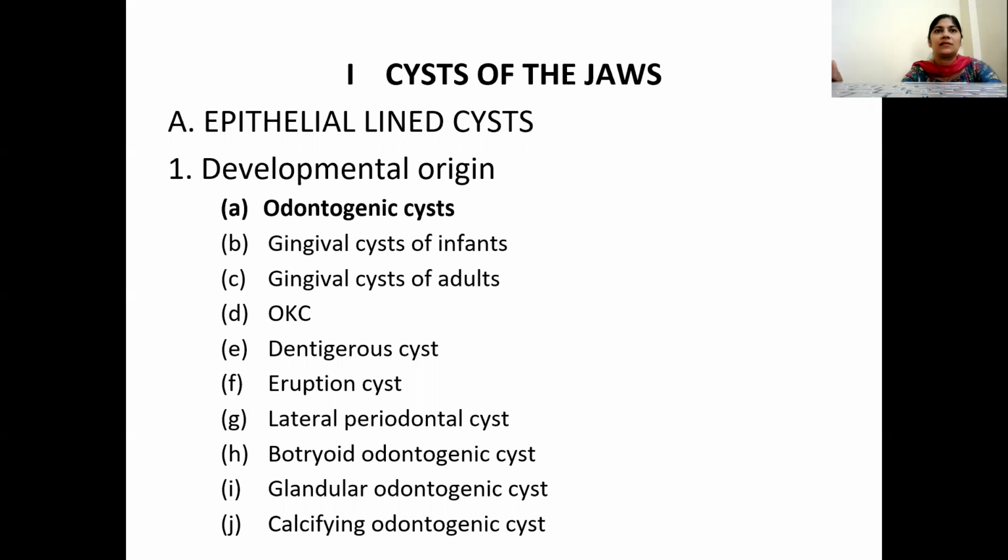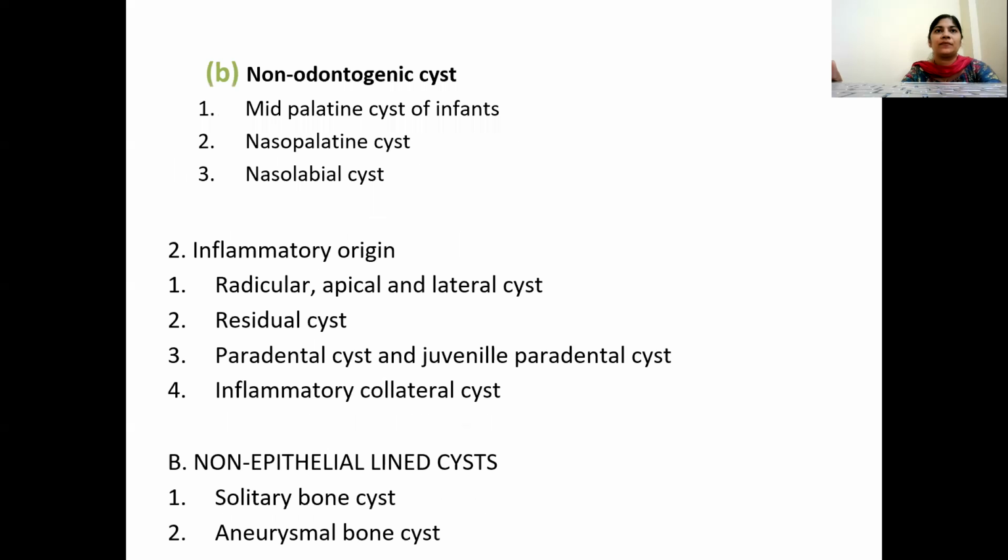Classification of cyst. Cysts of the jaws can be divided into epithelial lined cysts and non-epithelial lined cysts. The epithelial lined cysts can again be divided into developmental and inflammatory origin. The developmental origin is again classified as odontogenic and non-odontogenic. In odontogenic cysts, there are gingival cyst of infants, gingival cyst of adults, odontogenic keratocyst, dentigerous cyst, eruption cyst, lateral periodontal cyst, botryoid odontogenic cyst, glandular odontogenic cyst, and calcifying odontogenic cyst. In non-odontogenic, midpalatine cyst of infants, nasopalatine cyst, and nasolabial cyst.